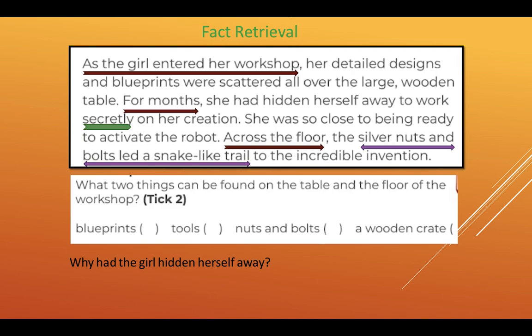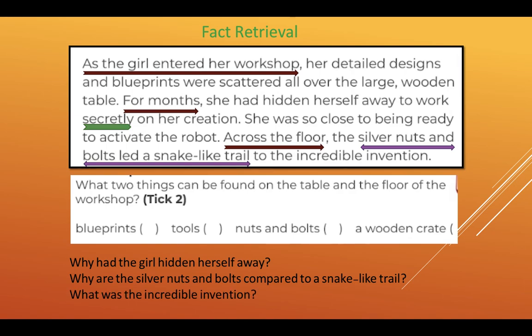Right, next question. Why had the girl hidden herself away? Key word in that question is hidden. So scan for the word hidden. Why are the silver nuts and bolts compared to a snake-like trail? What have the silver nuts and bolts got to do with a snake? So work that out. Think about it. That simile should provide a picture in your mind of what the floor looks like with all those silver nuts and bolts.